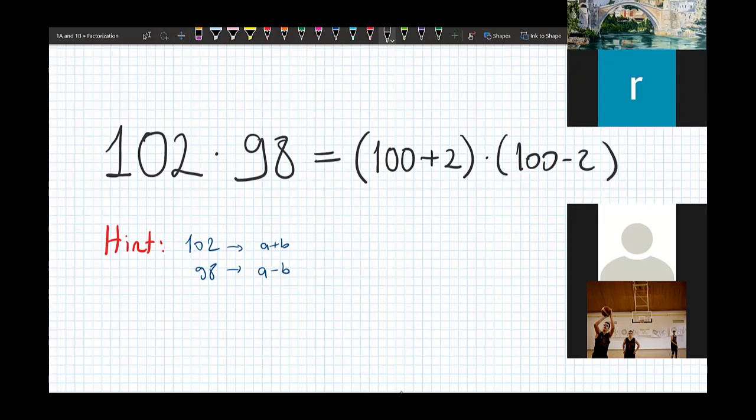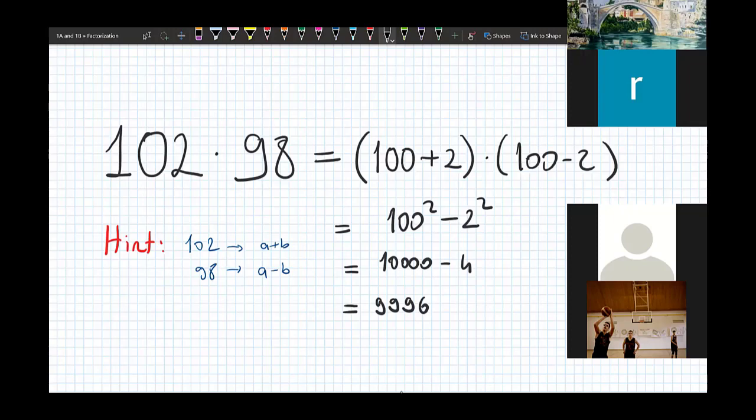So 100 plus 2, and 100 minus 2 is 98. Look at this. So this is the factorized form. So what is the result? 10,000 minus 4. So 9,996. So that's the result.